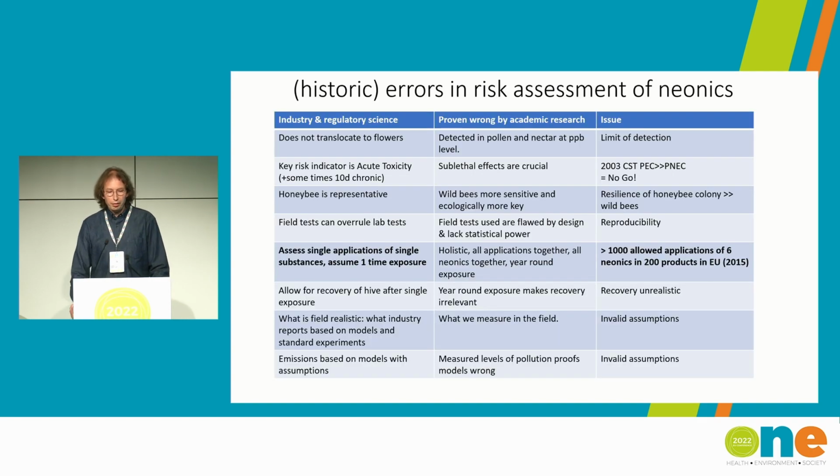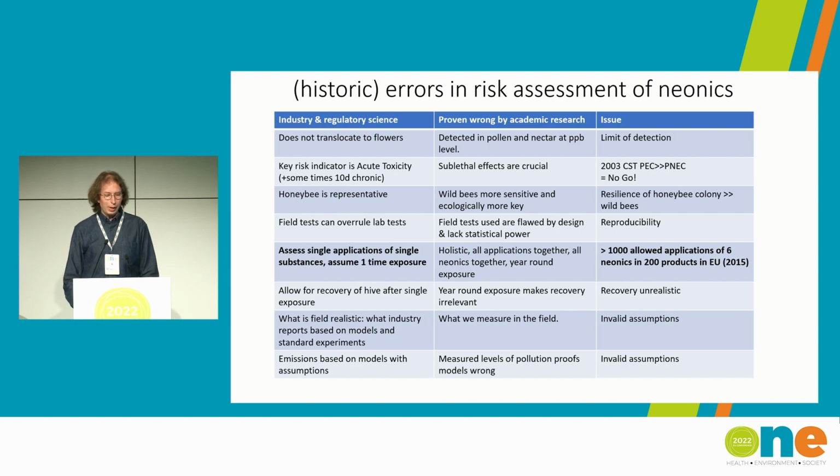So we see a list of historic errors in the risk assessment of neonics from which we can learn. First, the assessments assumed that it did not translocate to the flowers. That was in the 90s. Then the academic scientists like Jean-Marc Bonmatin and other colleagues detected it in pollen and nectar at the parts per billion level. Then there was discussion, but is it dangerous at the parts per billion level? And originally the authorization assessment said no, but then academics proved sublethal effects even at parts per trillion levels.